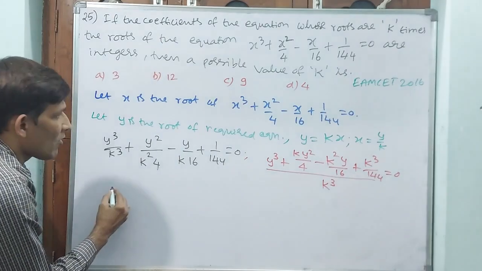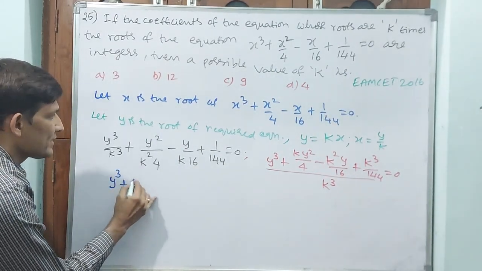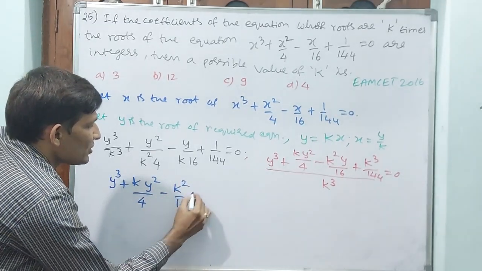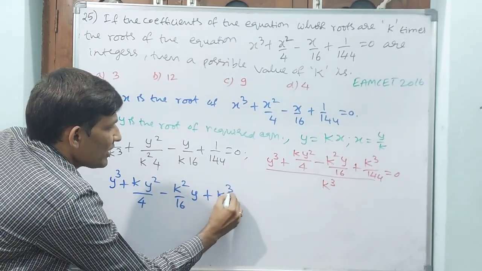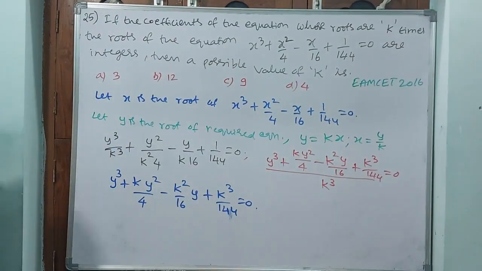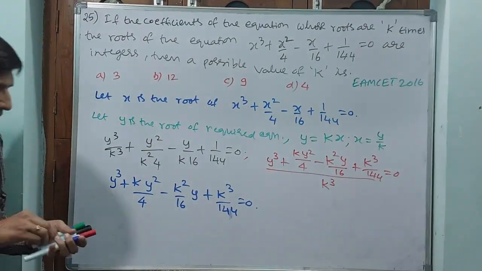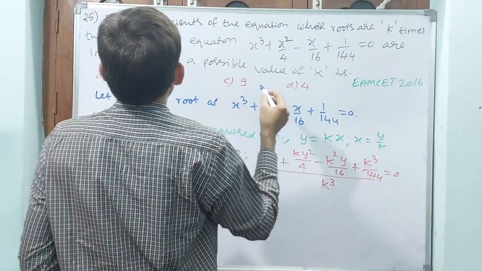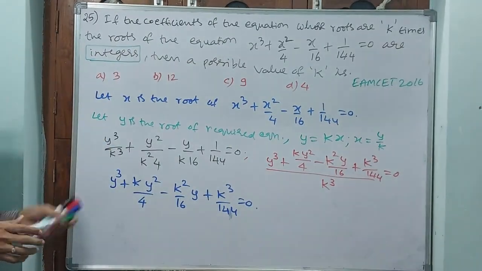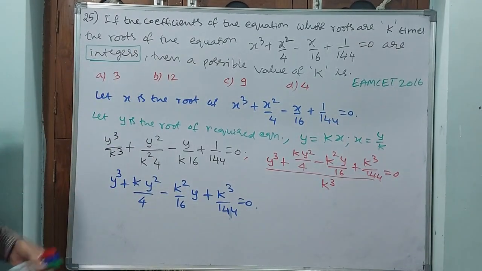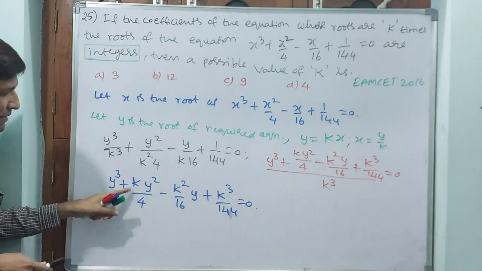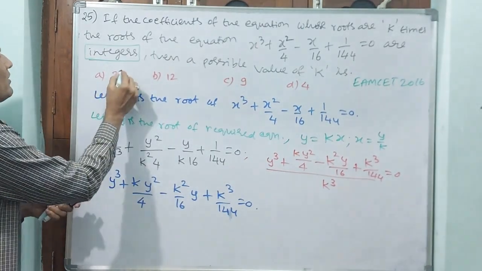Now rewriting that equation, observe carefully: y cube plus k into y square by 4 minus k square by 16 into y plus k cube by 144 is equal to 0. Now the simple thing is you substitute each one. What is the logic here? This word is very important, that means integer should come. If you substitute the k value they are asking, k value 3, what will happen? 3 by 4, is it an integer? No. Then you strike off this.